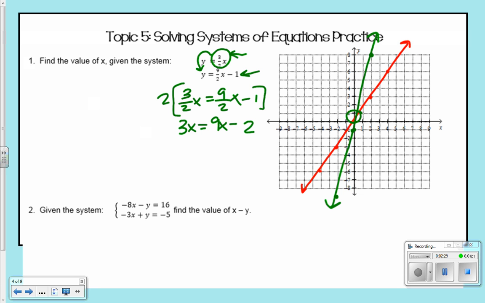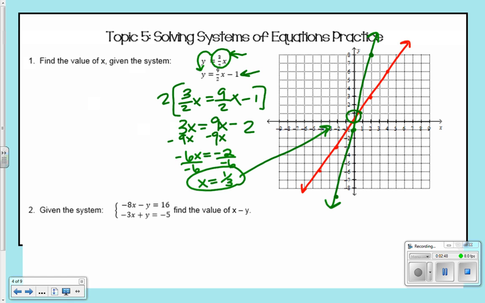So now, I want to get all the variables on one side, so I'm going to subtract 9x from both sides. So negative 6x equals negative 2. Divide by negative 6. x equals 1/3, okay? That's part of why we had a hard time seeing what this is, because the x value is 1/3, right?